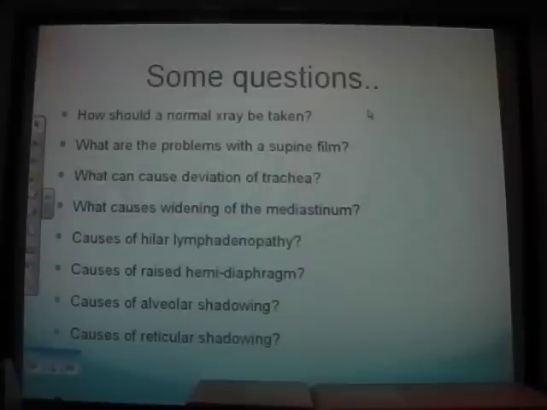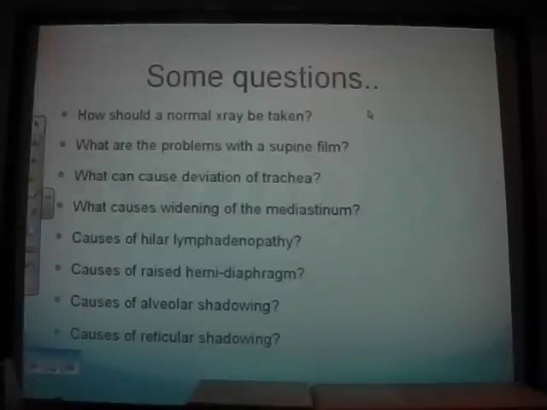Okay. What can cause deviation of the trachea? We've already talked about that. What else? Collapse. Massive collapse. What else? Massive effusion. Yeah, massive pleural effusion, like a malignancy, can cause it. A mass can cause it as well. Two main causes of lymphadenopathy. Sarcoidosis. TB. Okay. Raised hemidiaphragm. Fibrotic lung. Yeah, fibrotic lung is the main one.